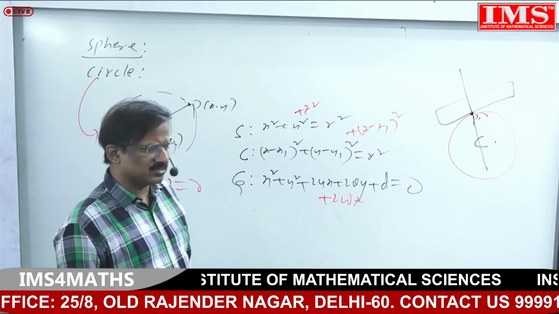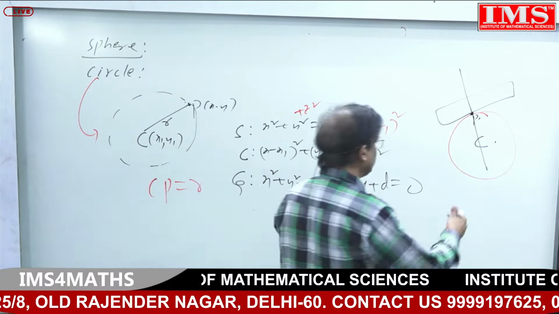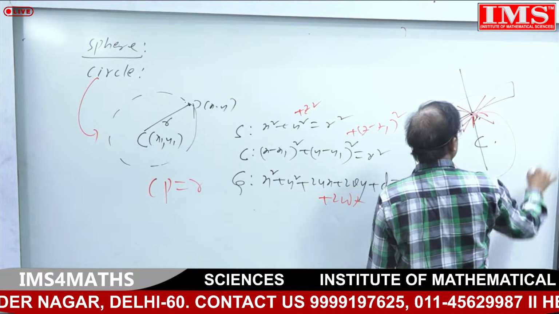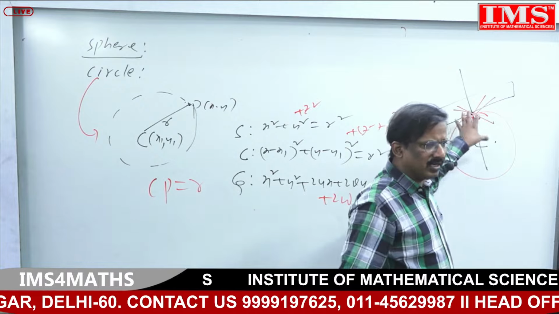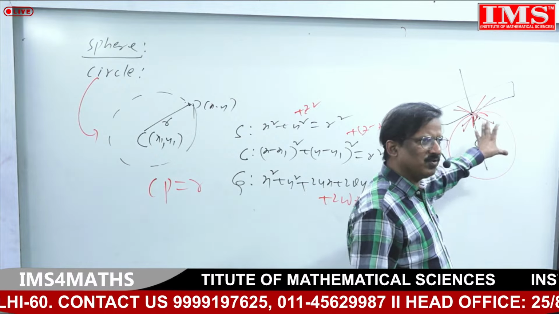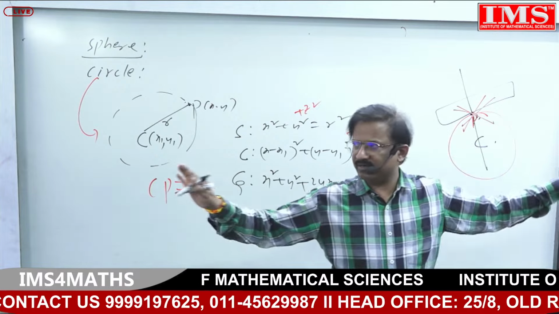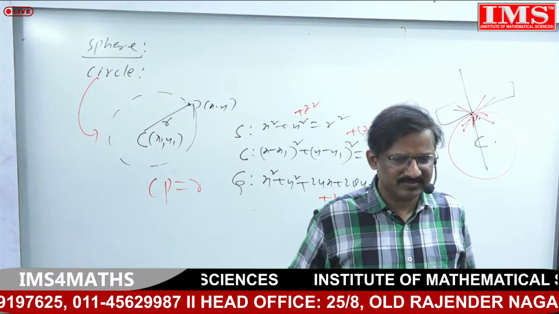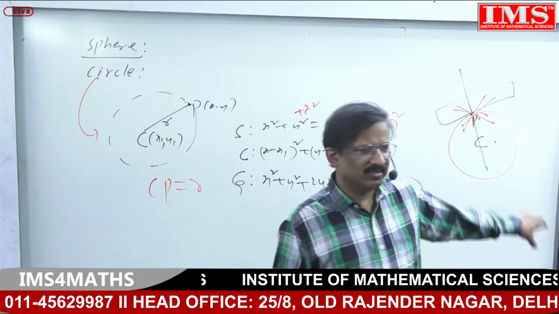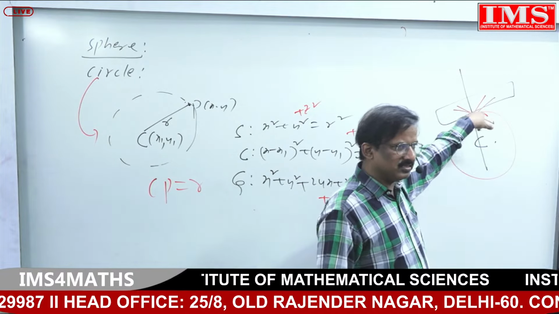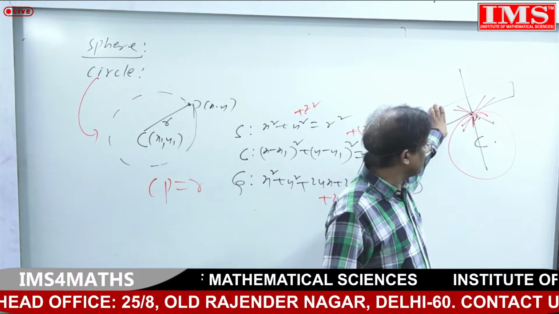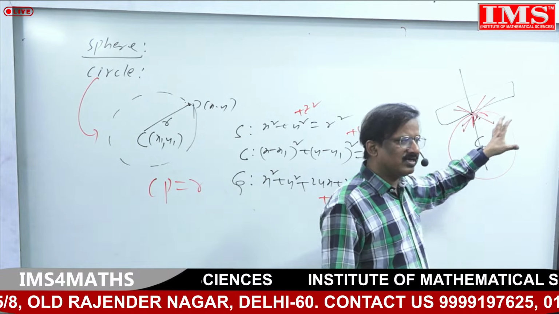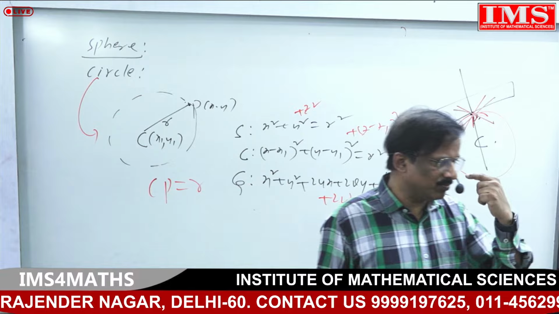But I just asked you the question, through the point P, how many lines can you find? Infinitely many lines. The locus of all these lines generates a what? Plane. Such a plane is known as what? Tangent plane. The locus of all the lines will be a plane, and that plane is known as the tangent plane, where it touches the sphere at only one point.